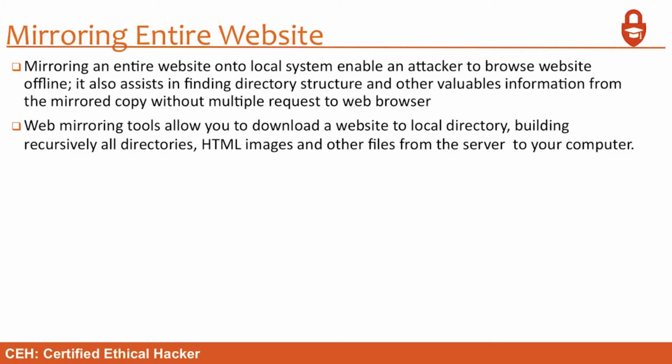Web mirroring tools allow you to download a website to a local directory, recursively building all directories, HTML, images, flash, videos, and other files from the server to your computer. So what does that mean? Recursively means that it will get everything it finds, and if it finds a directory, it'll go into that directory. If it finds another directory, it'll go into that one, fish the whole site, then come back to the first one and start off where it left off. It'll start from the bottom and work its way back out, right?